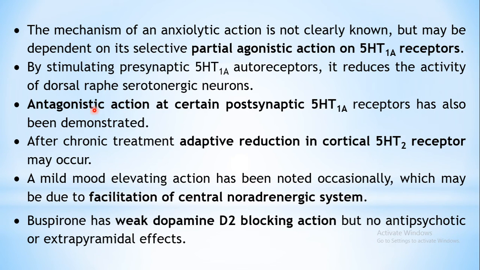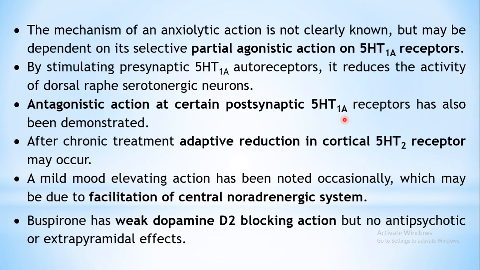Then another mechanism is that they can also act as an antagonist at certain post-synaptic 5-HT1A receptors. Here the presynaptic autoreceptors were stimulated, because of which the activity of serotonergic neurons was reduced. But when they act on post-synaptic 5-HT1A receptors, they produce an antagonistic action. So ultimately the effects of 5-HT will be reduced. Here the neurons are suppressed and here the receptors are blocked, so that 5-HT will not be able to bind to this receptor and produce the action.